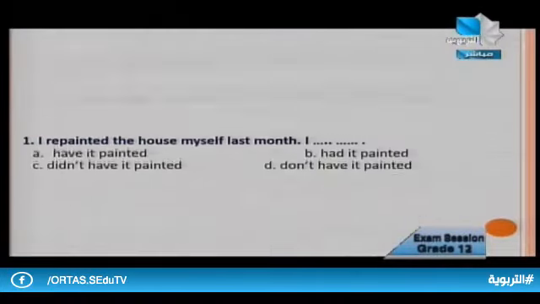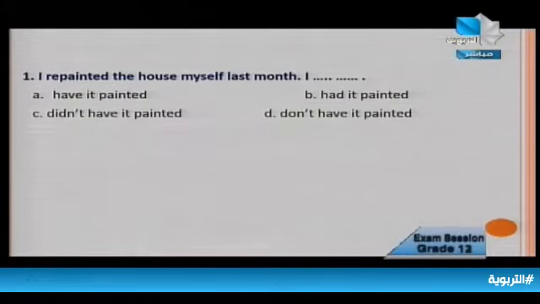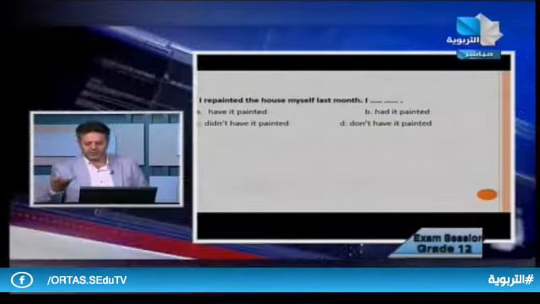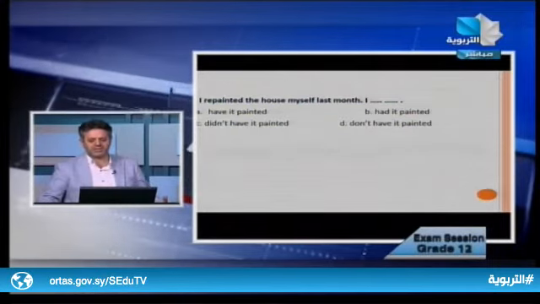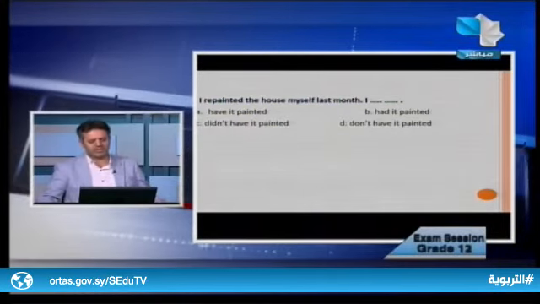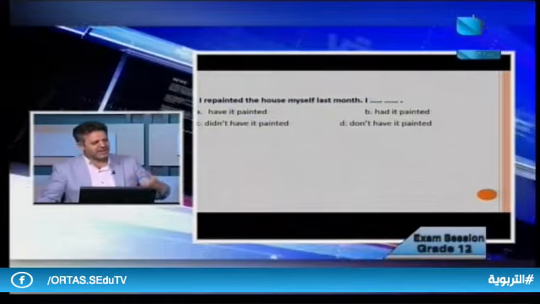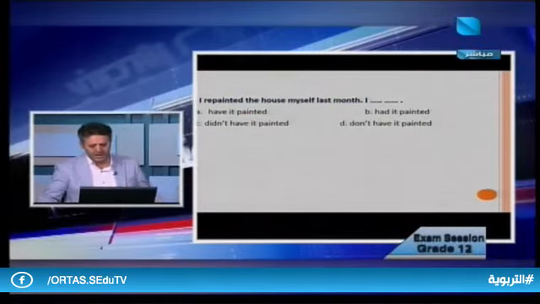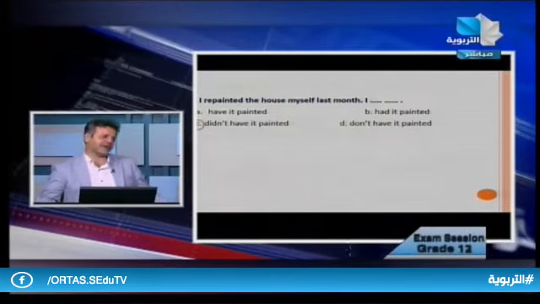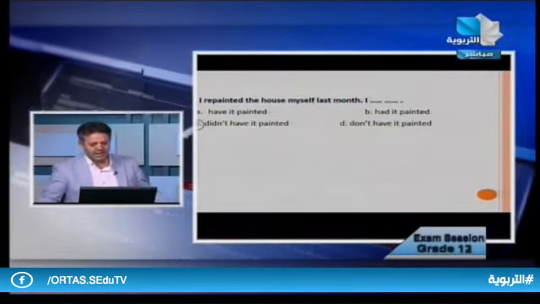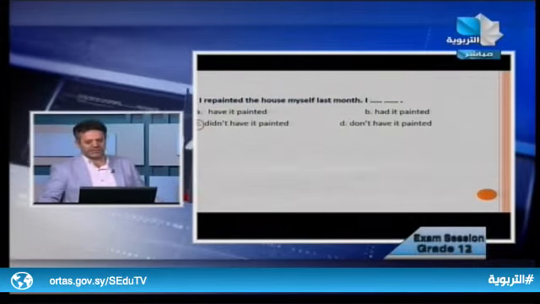That's an example about the causative. Now an exercise, just like the one you will see in the exam. I repainted the house myself last month. So here, I did not ask someone to repaint the house. I did it myself. So the causative is: I didn't have it painted. So it's C.